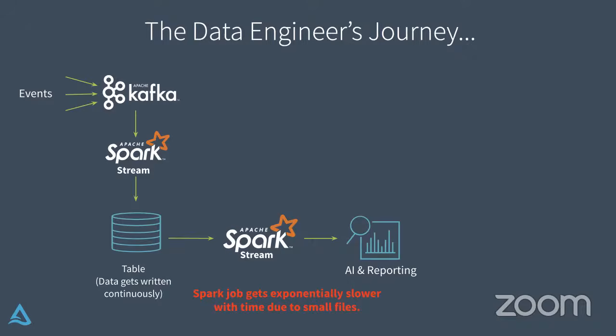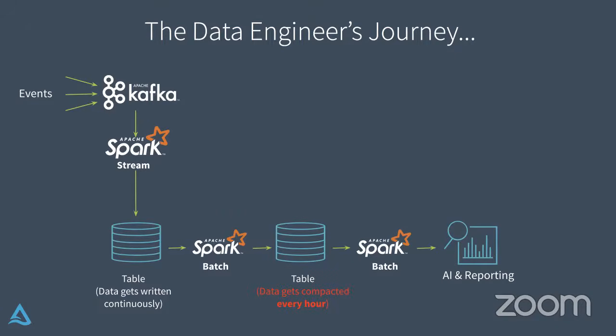That's problem number one. And how you typically solve that problem is by switching that table to batch, and then with that table, we create another table that compacts that information every hour or so, and then we can read the batch off of that for our AI and for our reporting. So that's more or less the context here.